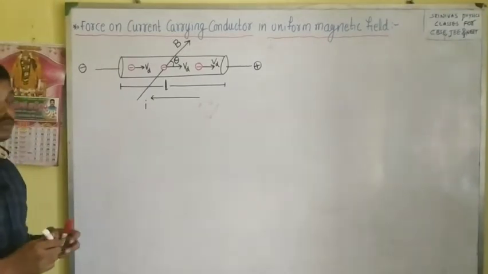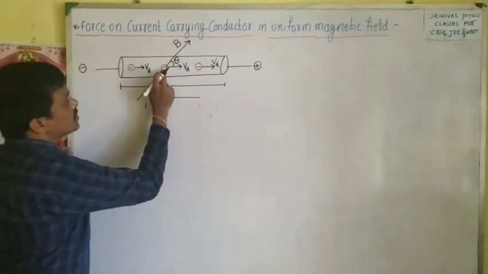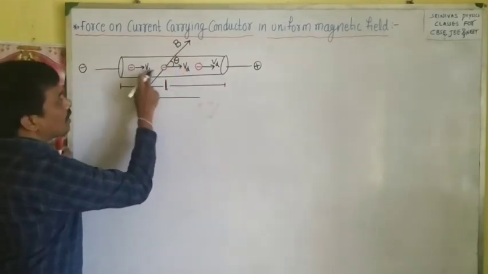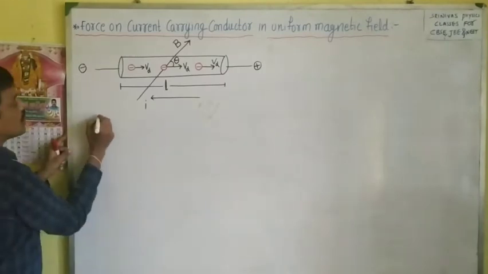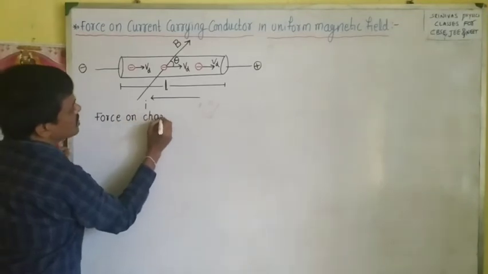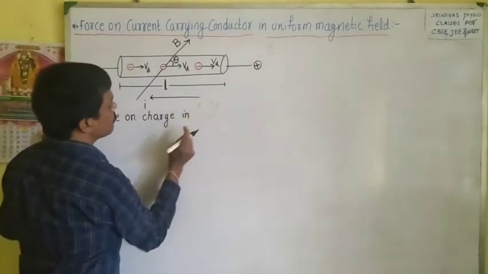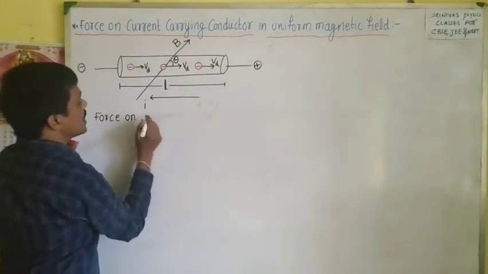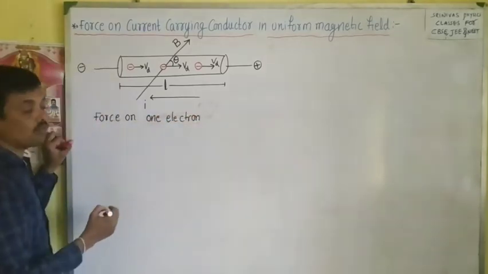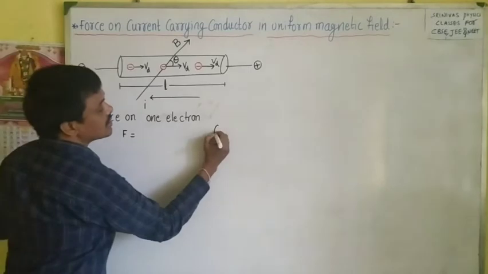For that, how can we derive the force? Look here very carefully. First, this current carrying wire is placed in the magnetic field of induction B. That means the electrons are also in the magnetic field. Then the force on a charge, or the electron, in the magnetic field: we can find the force on one electron.